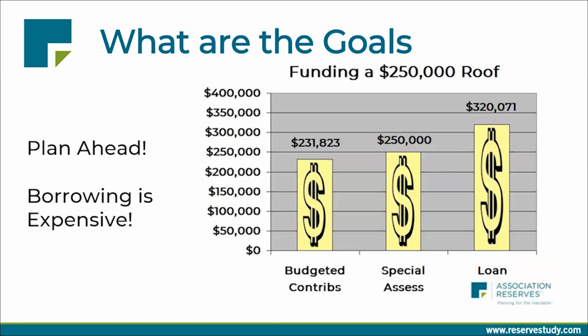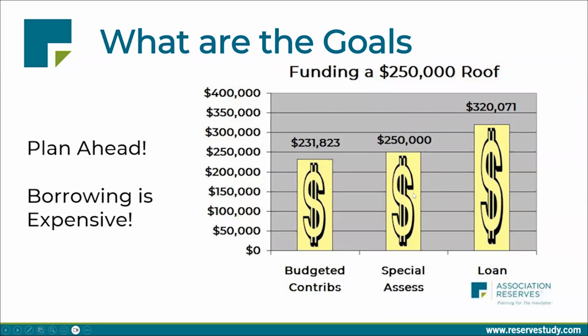And also, when we're thinking about how much it's going to cost and don't make it too expensive for your homeowners, do your planning ahead. This is what it costs to fund a $250,000 roof project. If you plan ahead with budgeted funding and you get a little bit of interest from the bank, all it takes from the homeowners is, call it $232,000. The bank is going to pay the rest to get you to $250,000.